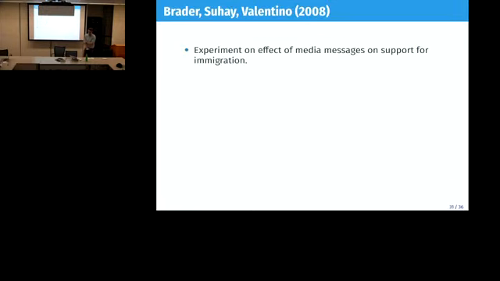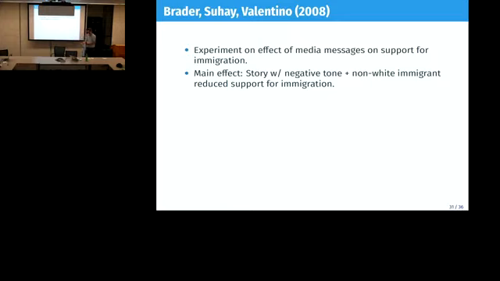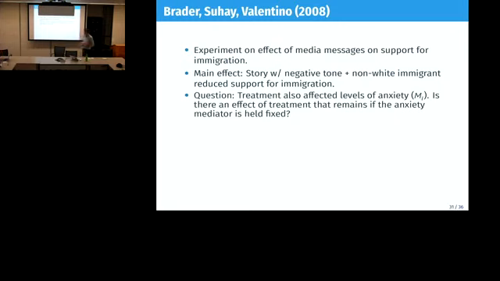Okay, so just really quickly on this application. This is a paper by Brader, Valentino, and Suhay on the effect of media frames on support for immigration. The main story in this paper is that if we have a negative tone media message plus a non-white immigrant, that frame seems to have reduced support for immigration. So when you portray non-white people in a negative light, white people tend to reduce their support for immigration, which is not an insanely shocking result. The question they were interested in, and that we're going to think about today, is that treatment also affected levels of anxiety, which we're going to treat as the mediator.